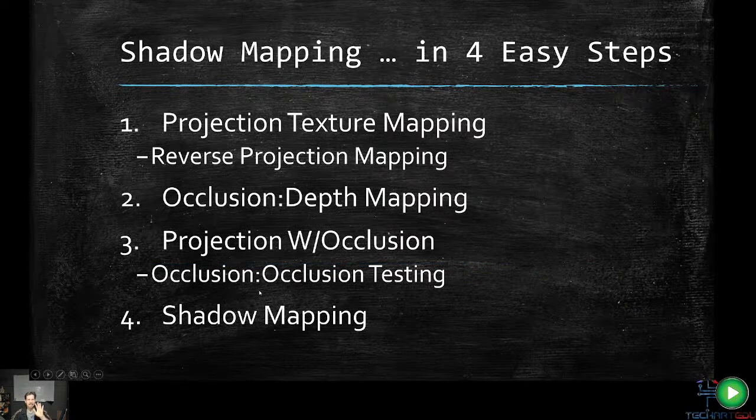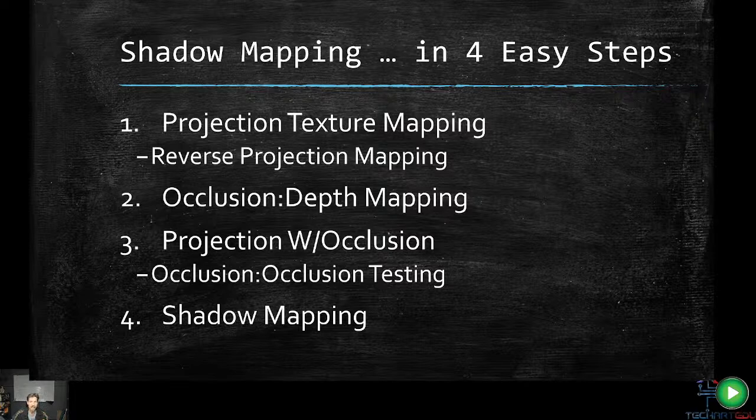Okay, we said that shadow mapping is done in 4 easy steps. Two weeks ago, we started talking about projection mapping, and showed how it can be used to project a shadow from a light onto a surface via a separate texture. Then last week, we started dealing with occlusion and introduced the concept of depth mapping. With depth mapping, we render the scene from the perspective of the light and capture all of the depth information of the scene into something called a depth map.